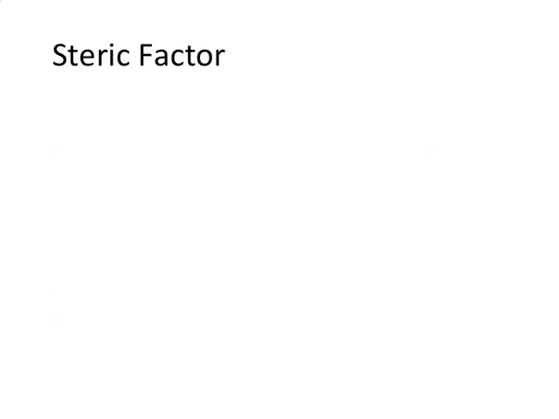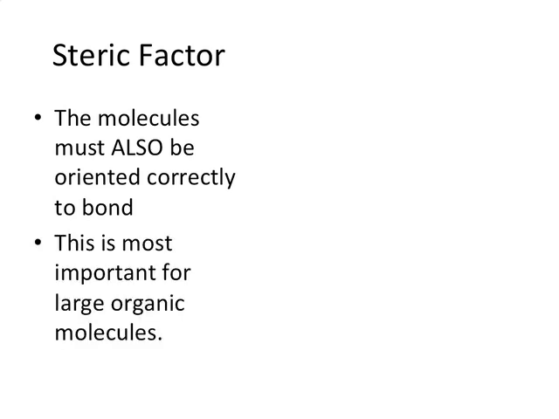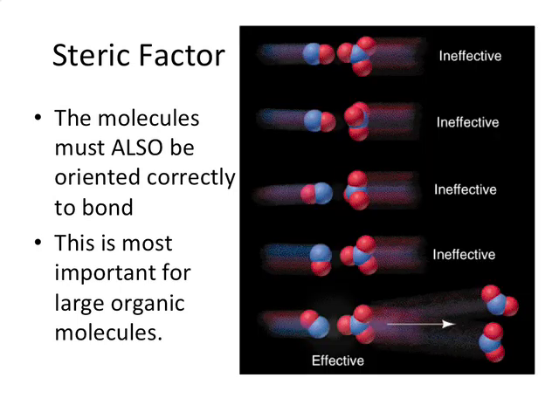We also have to worry about steric factors, and that is how they are oriented. So the molecules must also be oriented correctly for them to be able to bond. It's most important for very large molecules, especially large organic molecules, as they come towards one another, whether or not they will react. The larger they are, the more important it is for us to get in the right orientation. And here's just an image from online of some ineffective ways of hitting and an effective way where they have collided. They've collided with enough energy and in the right orientation.